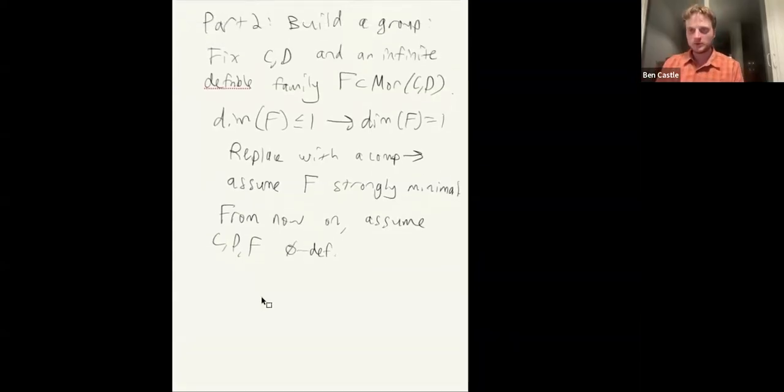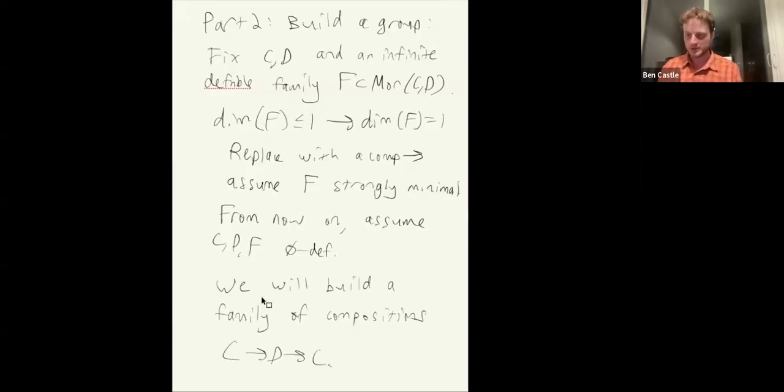Okay, so now what do we do? Well, we have a collection of maps. Now, unfortunately, they go between 2 different objects, and we want them to go from an object to itself. So what we're going to do is build a family of compositions. And the compositions are going to go from C to D and back to C. And we're going to choose it in such a way that it's a group. That's the family of compositions. You have to be a little bit careful in how you do this.